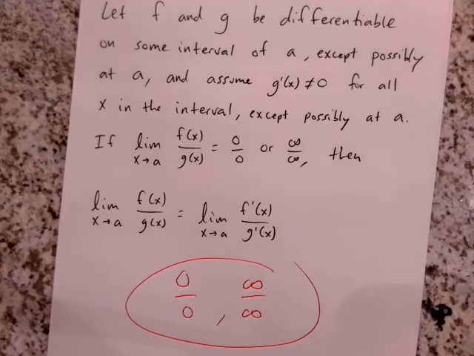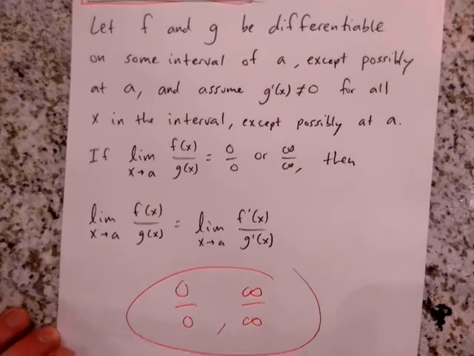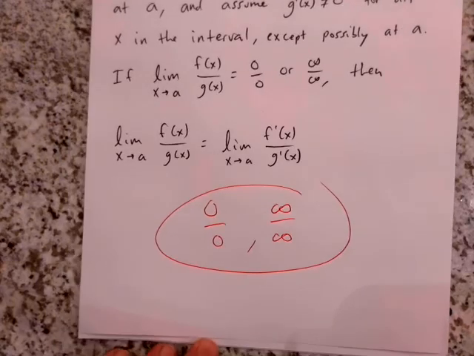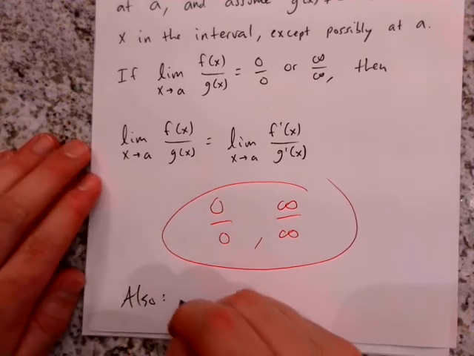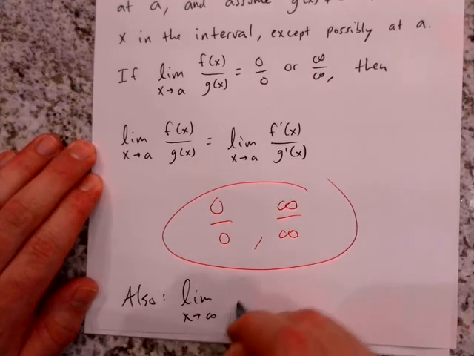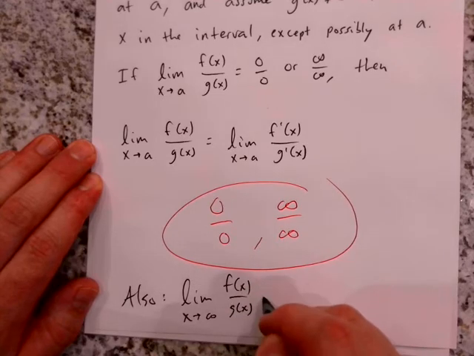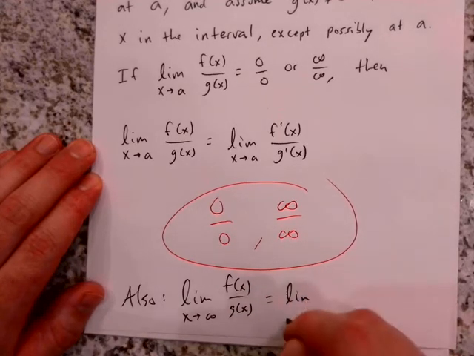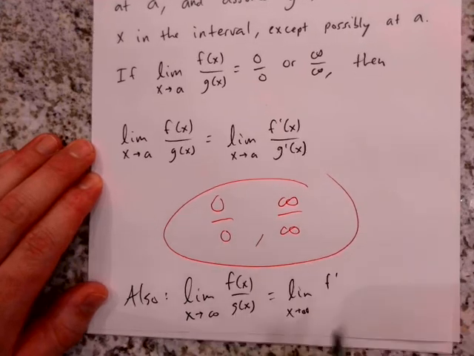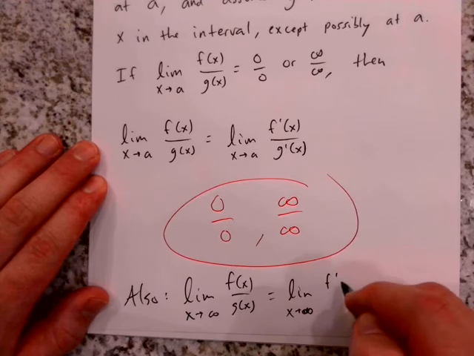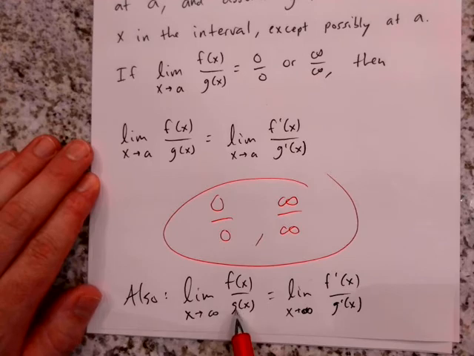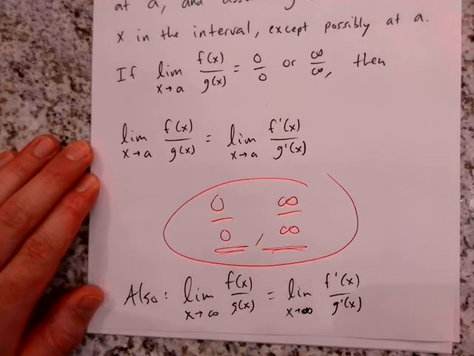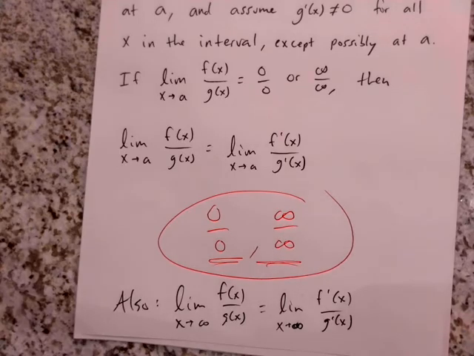Before we try any examples of this, let's do a quick proof. We're only going to prove the simplest case, because this is also true if a is going to infinity. So I'll just write that down too. Also, the limit as x goes to infinity of f over g equals the limit as x goes to infinity of f prime over g prime, if this original limit gives you one of those two forms. So a could be infinity, or it could be a real number.